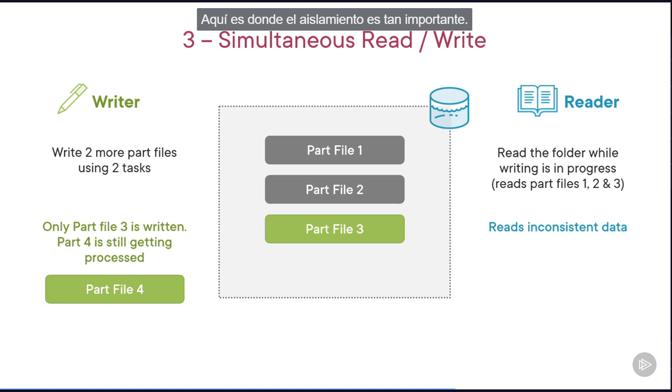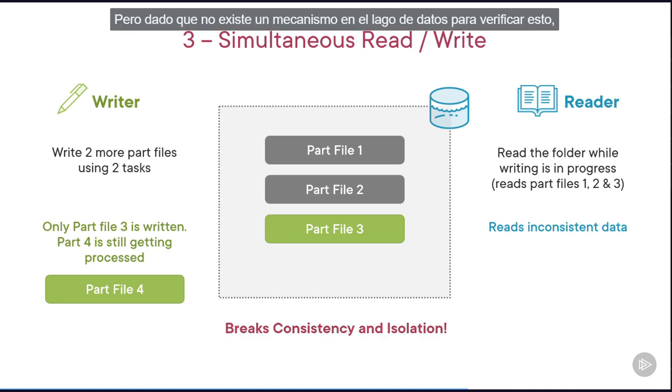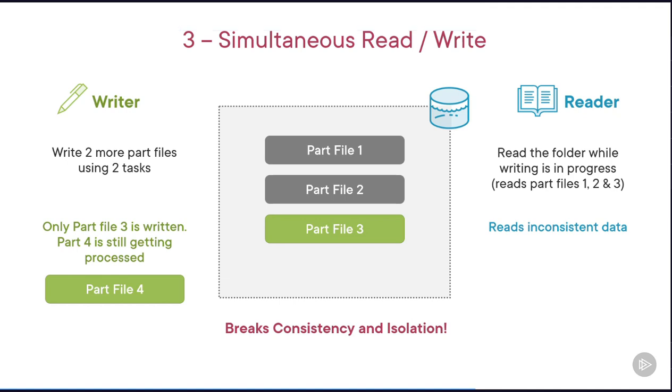This is where isolation is so important. Any data written by the writer should not be visible to the reader till it is committed. But since there is no mechanism in Data Lake to check this, it breaks the data consistency and isolation of transaction.